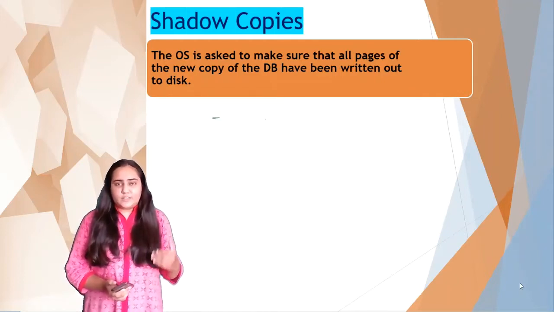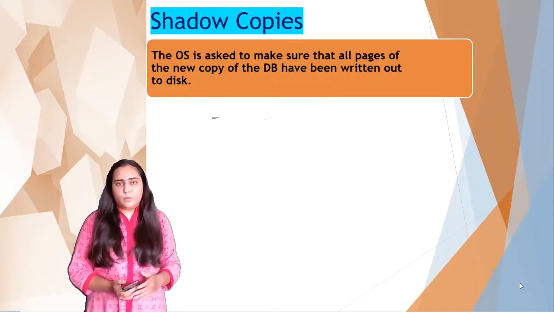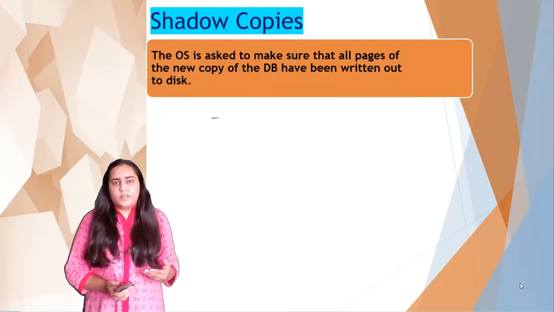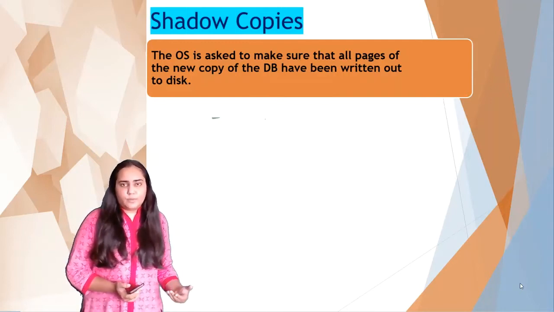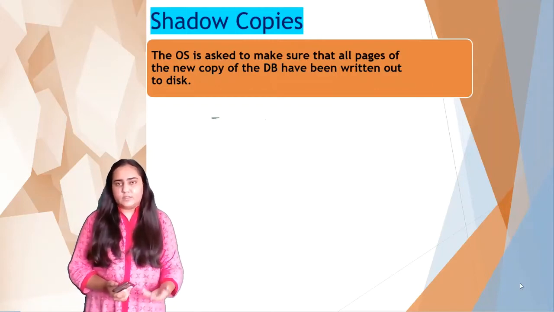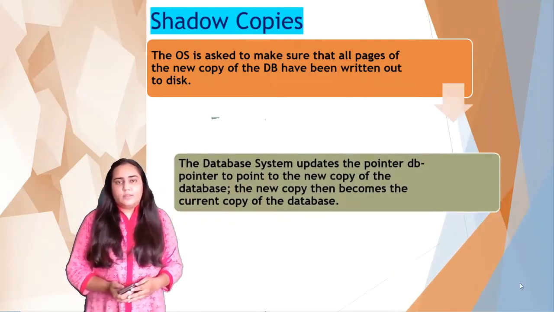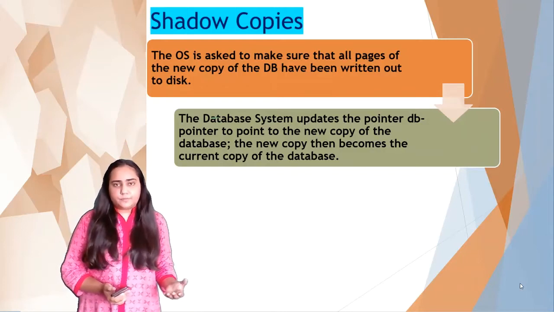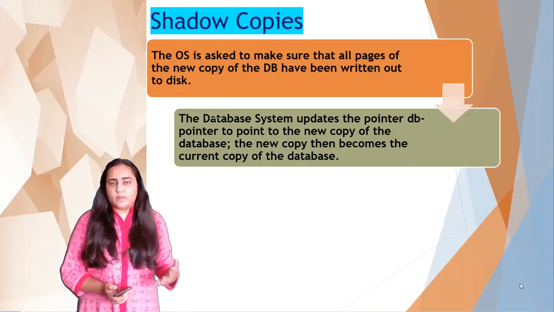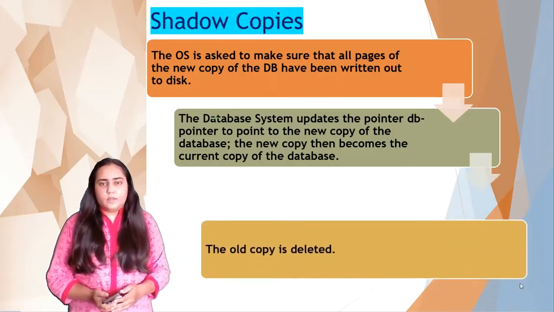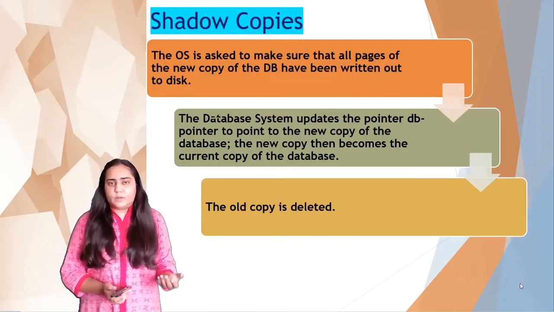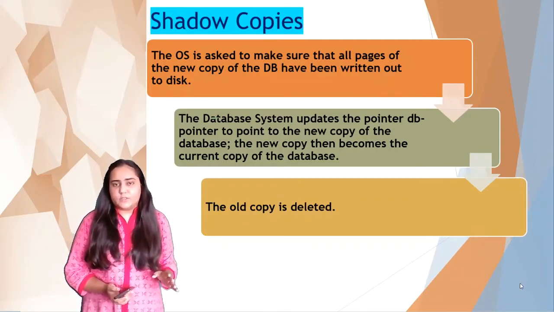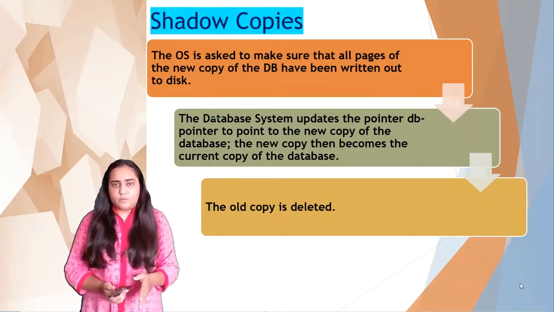But if the transaction successfully completes or commits, then this is what will happen. Number one, the operating system will write all the pages of the new copy of the database to the disk. The disk is the secondary memory. Then the database system updates the DB pointer to point to the new copy of the database, and the new copy now becomes the current copy. And then the old copy is deleted because we have a new copy which is very stable. It's already been written in the secondary memory.